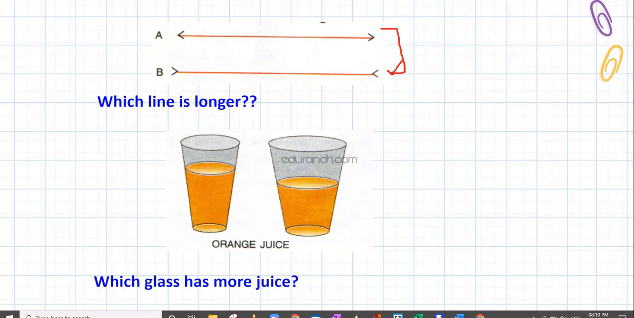Now in our first example, actually both the lines are equal. So line A and line B are actually equal. Now in the second example, it's not easy to tell which glass has more juice because the size and the shape of the glasses are different.